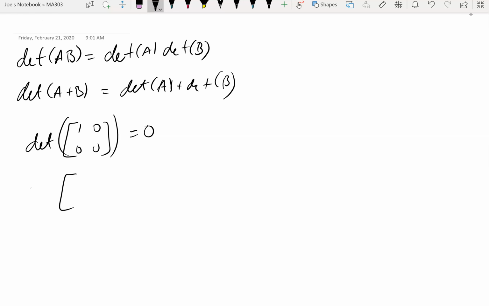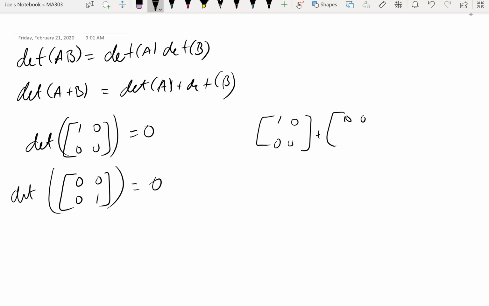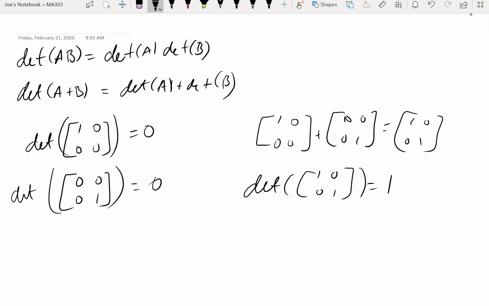Or if I did this matrix, what would you get for its determinant? Also 0, right? But what matrix do you get if you add those two together? What is the matrix that you get? Yeah, which is what special matrix? It's the 2x2 identity, right? And of course the determinant of the identity matrix is 1, right? So this is not true.